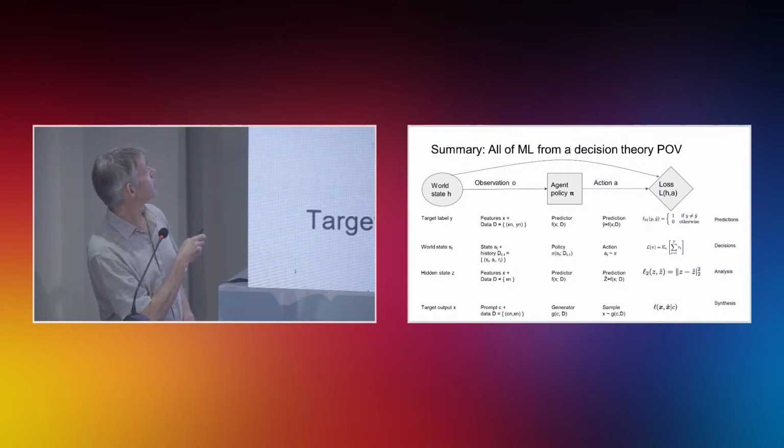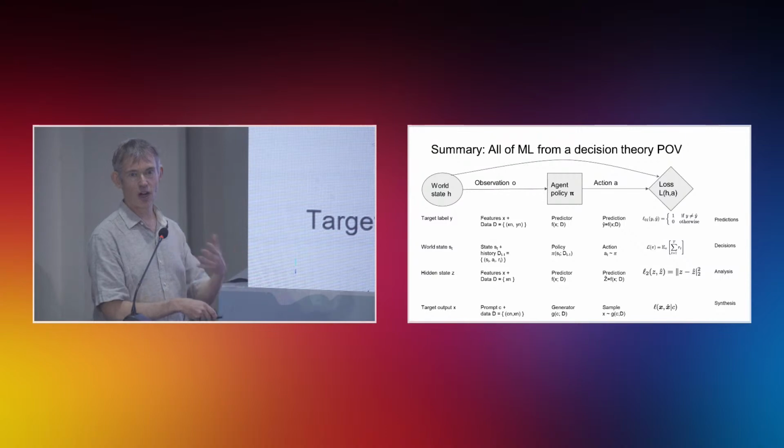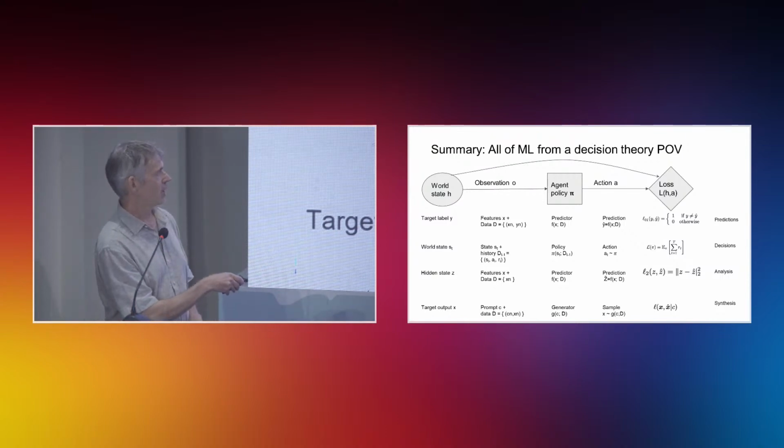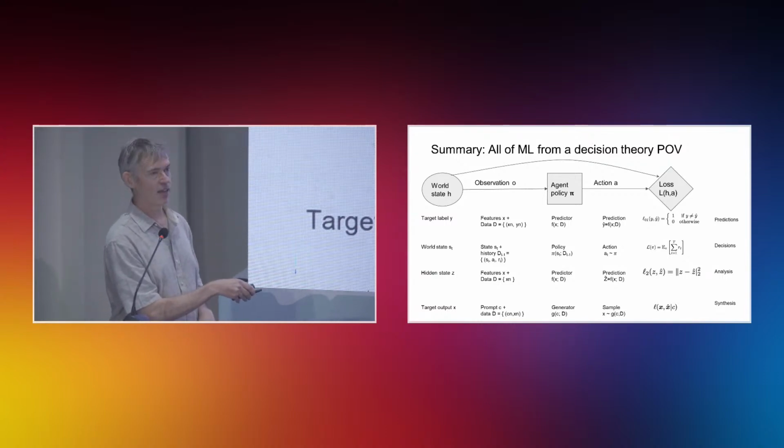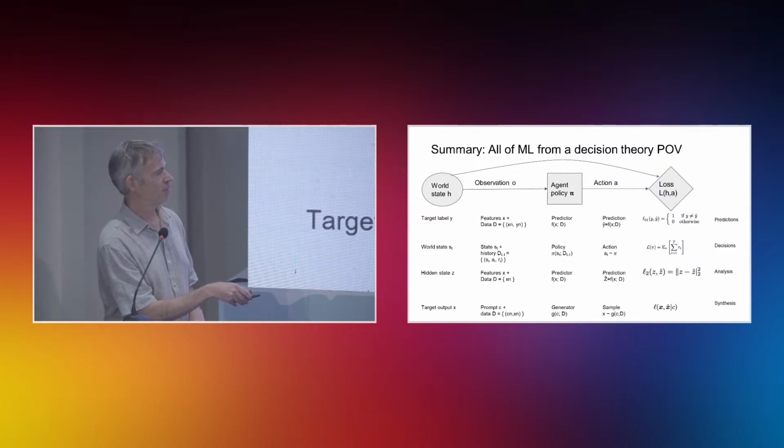Then analysis: the hidden state of the world is like the unknown cluster label or the unknown parameters. The data that you get is the data vector X and the training data. And then the policy is to predict the latent variables or predict the parameters. So the action is like latent variables Z hat. And then the loss is maybe L2 loss. So that's like data analysis or latent variable modeling.